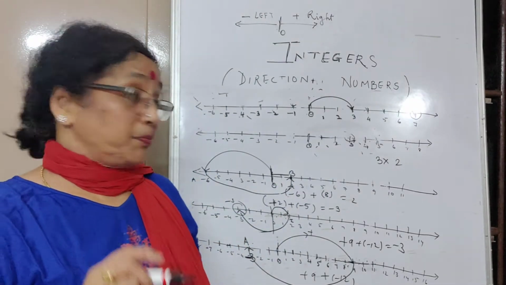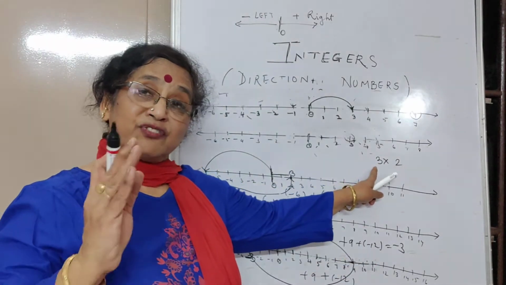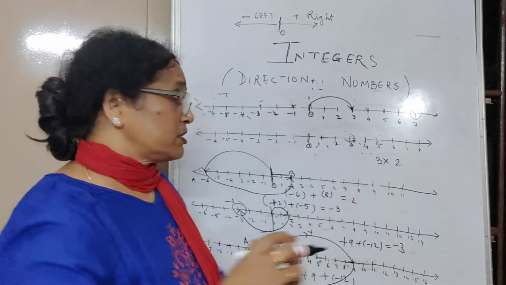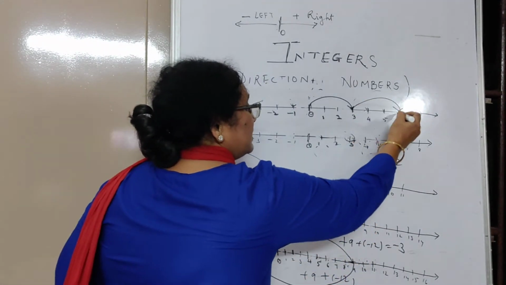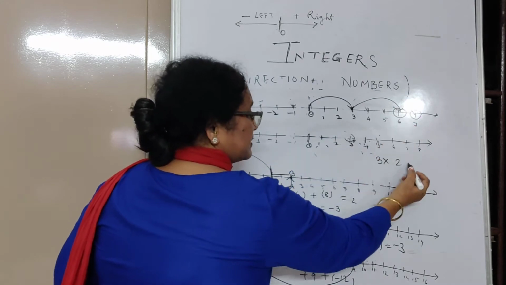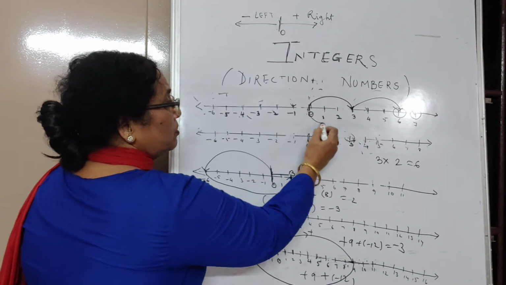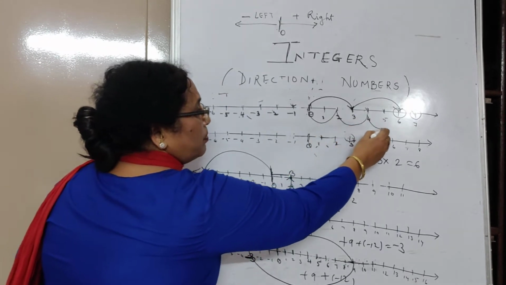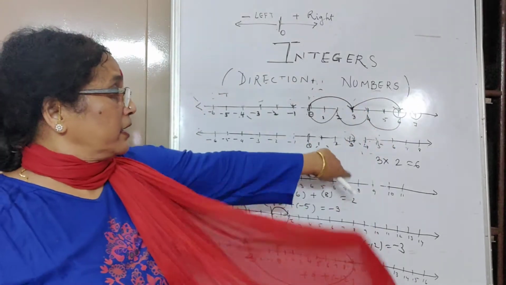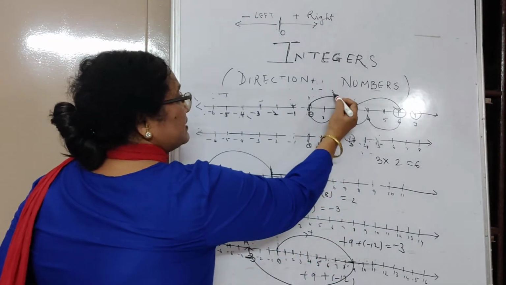So 3 and 3, both positive. I told you it's 3 plus 3, so same direction. The answer is 6, right? Or you can also do 2 plus 2 plus 2. Both ways. See, I am showing you. This is 3 plus 3.